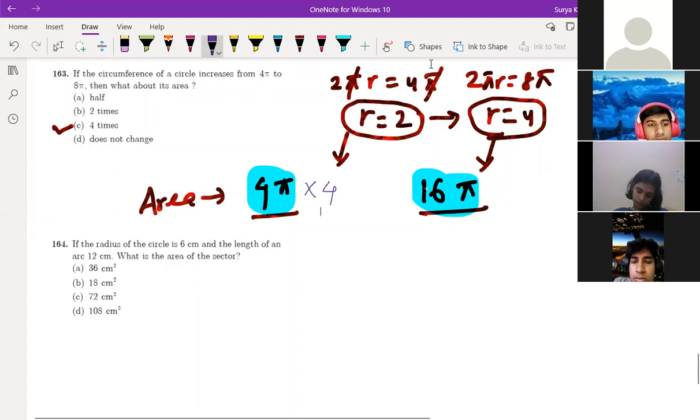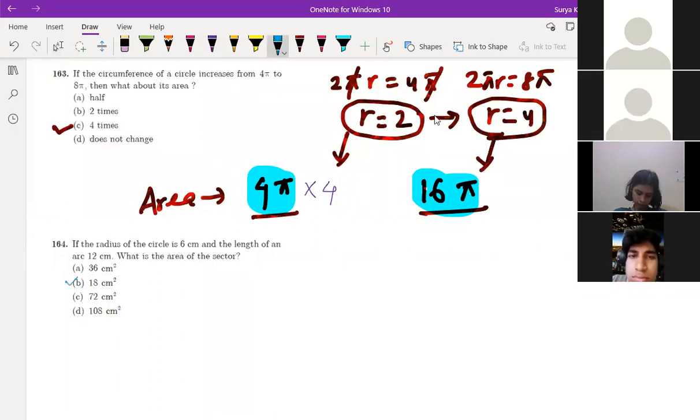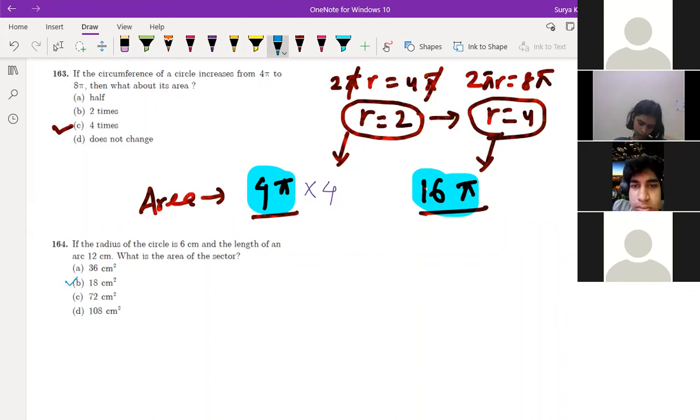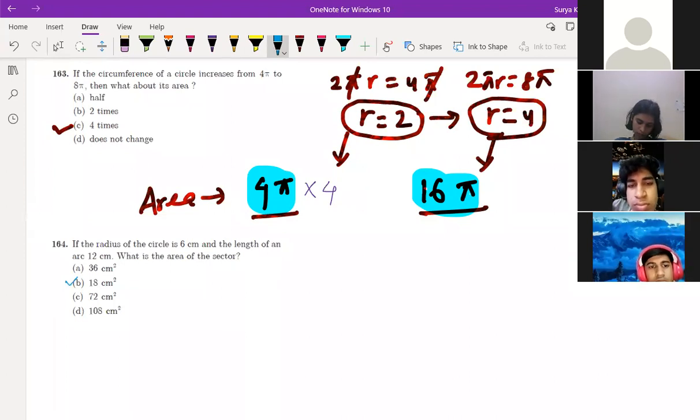Anyone got the answer? Sir, 18. 18, okay. Area of sector is 18 centimeter square, fine. Anyone else got the answer 18? Sir, the answer is 36 centimeters square. Okay. Teja, your mic is working properly, no? Yeah, sir. Tell me how to solve this one.